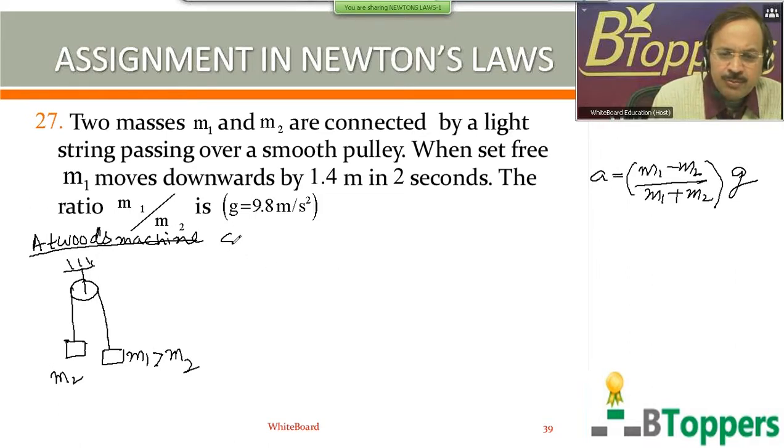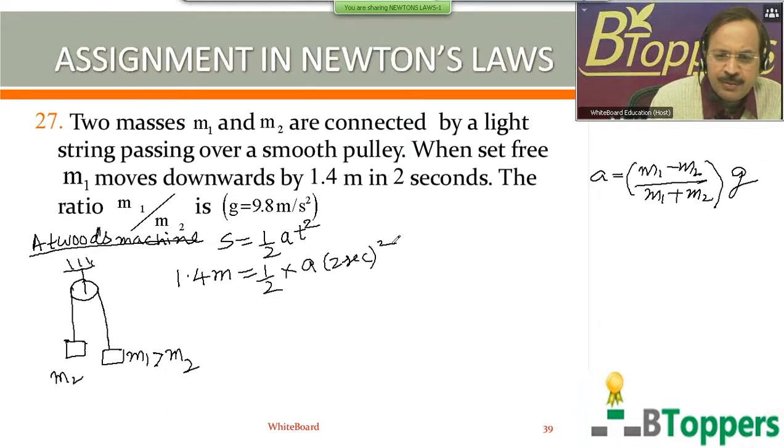The body starts from rest and moves with constant acceleration. Then the magnitude of the displacement covered in time t is given by s equal to half a t square. It's given that each mass M1 moves downwards by 1.4 meters in 2 seconds. So I can take s equal to 1.4 meters in t equal to 2 seconds. You can simplify this for acceleration. So you get the magnitude of the acceleration equal to 0.7 meter per second square.